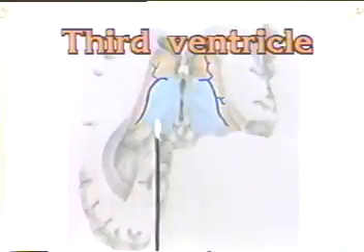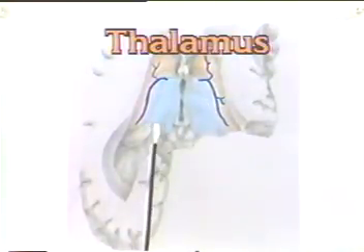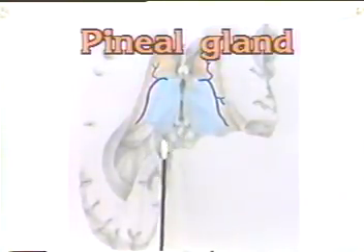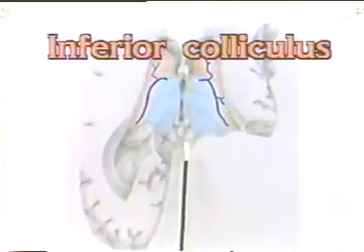ventricle between the two thalamic nuclei here. Here are the two habenular nuclei. Here's the pineal gland between the two superior colliculi. Back here are the two inferior colliculi.